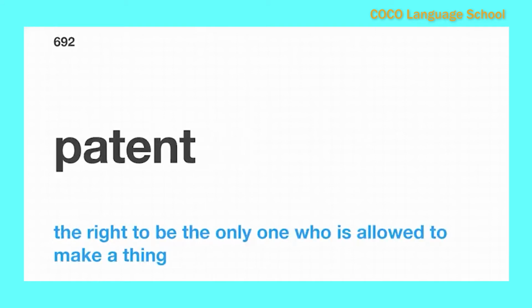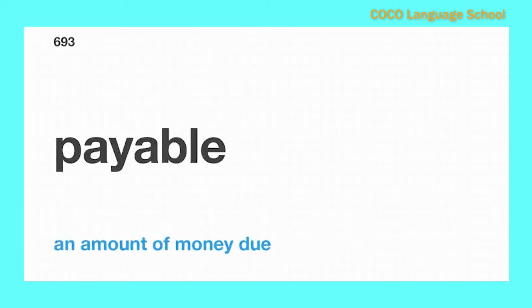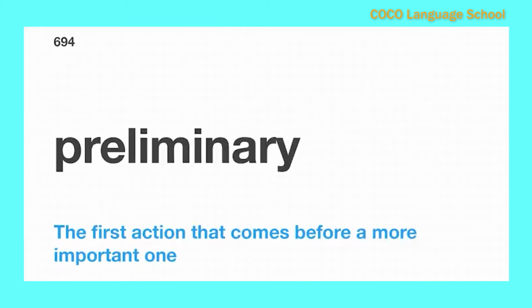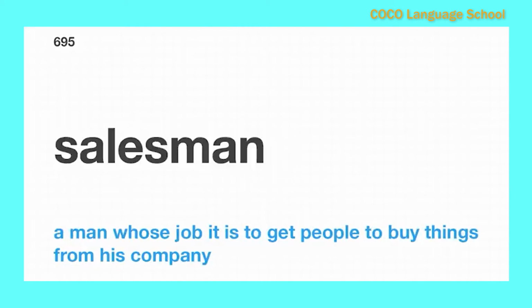The right to be the only one who is allowed to make a thing. Patent. An amount of money due. Payable. The first action that comes before a more important one. Preliminary. A man whose job it is to get people to buy things from his company. Salesman.